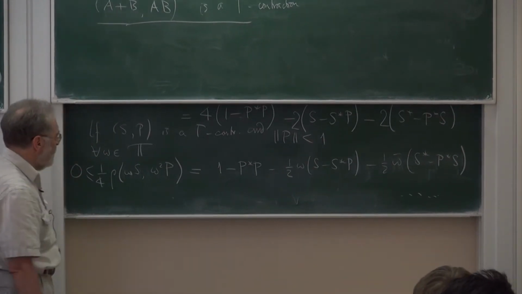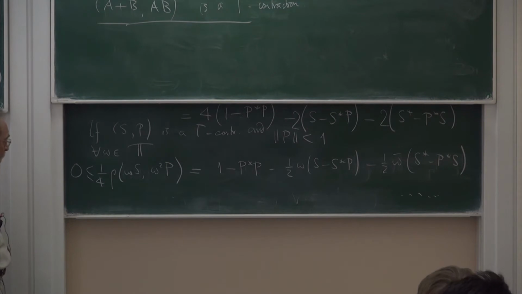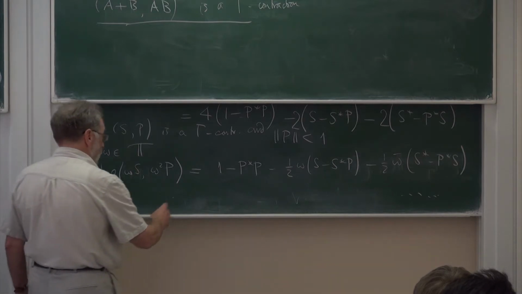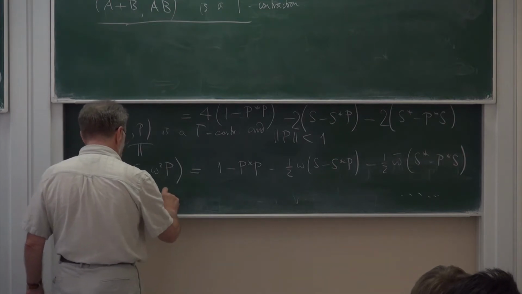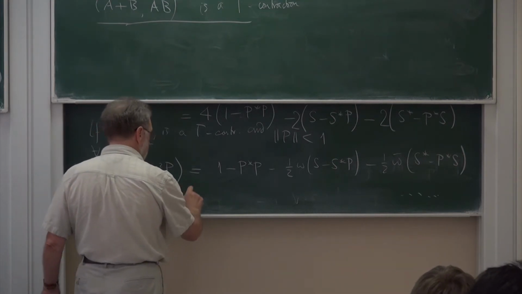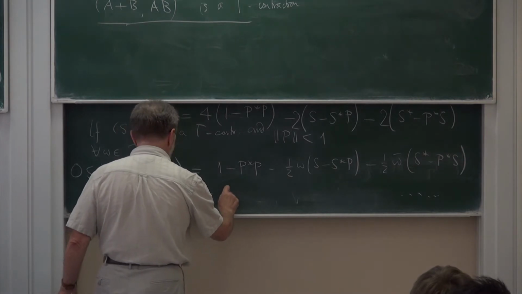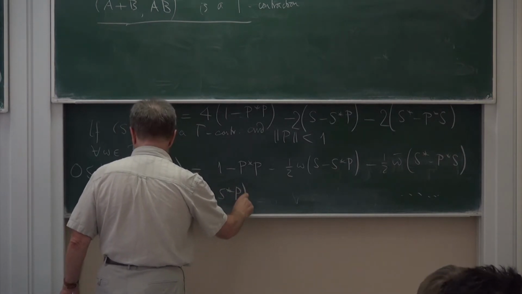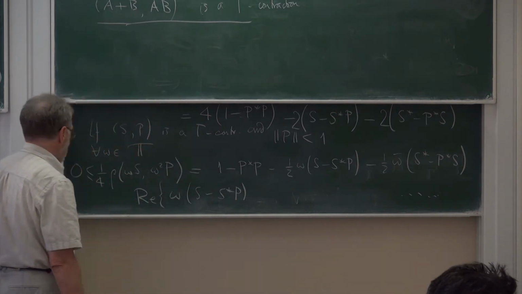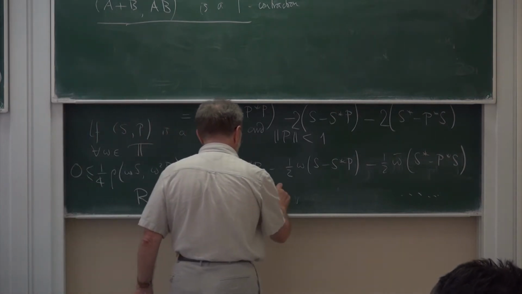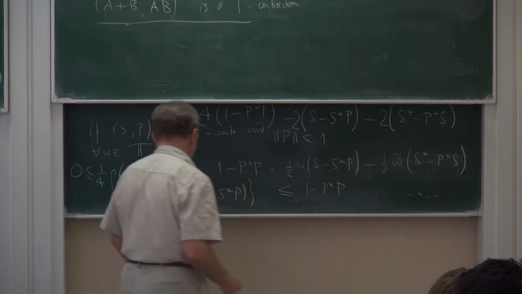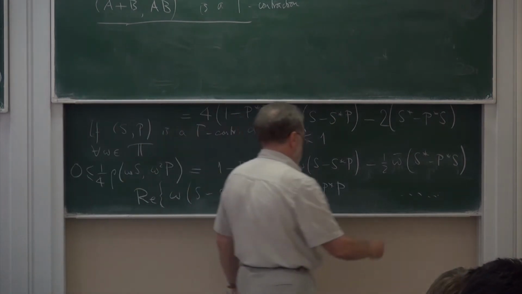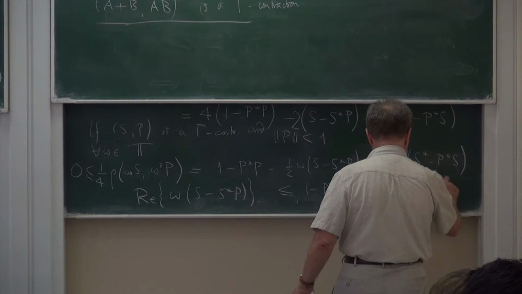And so you can write this as, so this is the real part of omega times s minus s star p. And so that says, so we have that for all omega in the circle.